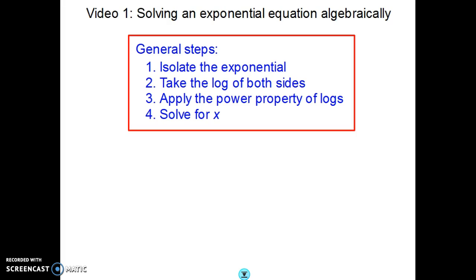Step three is we're going to apply the power property of logs in order to move our variable out of the exponent. That's the whole reason for step two. And then step four, once we've gotten x out of the exponent, we're going to solve for it.